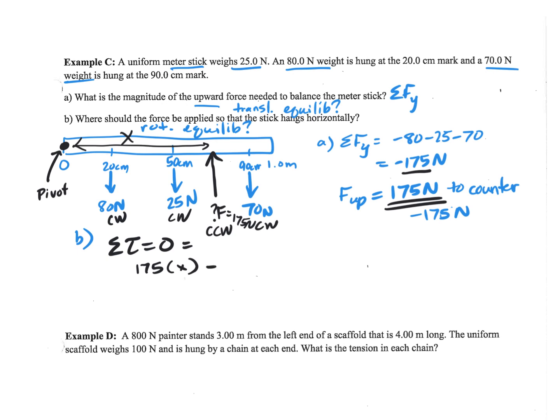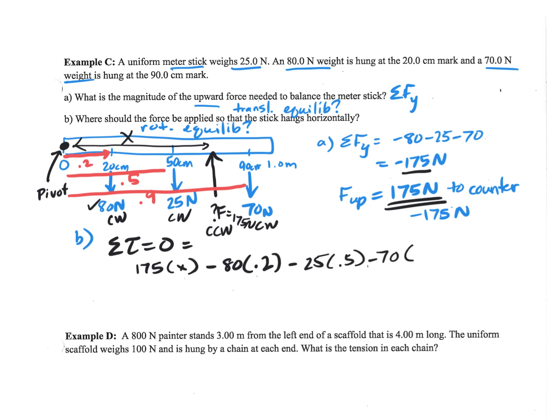All right, so minus, the other 3 are going to be minus that, aren't they? Because clockwise is negative, counterclockwise is positive. So we have minus 80 newtons times, where is its location? 20 centimeters, which would be how many meters? 0.2. We're taking the distance, guys. Remember, we're measuring from the pivot. So this distance right here is 0.2, this distance is 0.5, and this distance is 0.9, isn't it? So we've got 80 newtons times 0.2 minus 25 newtons times 0.5 minus 70 times 0.9. That all has to add up to 0.